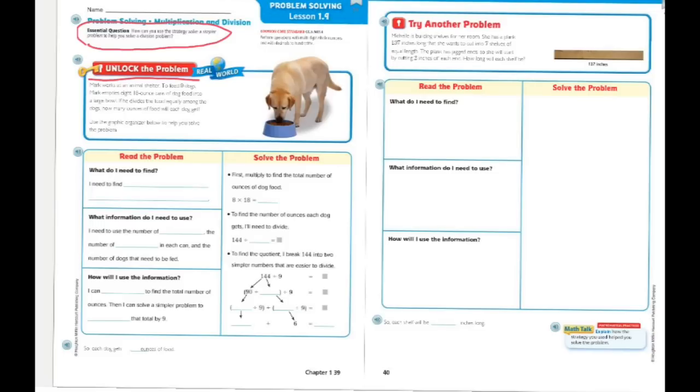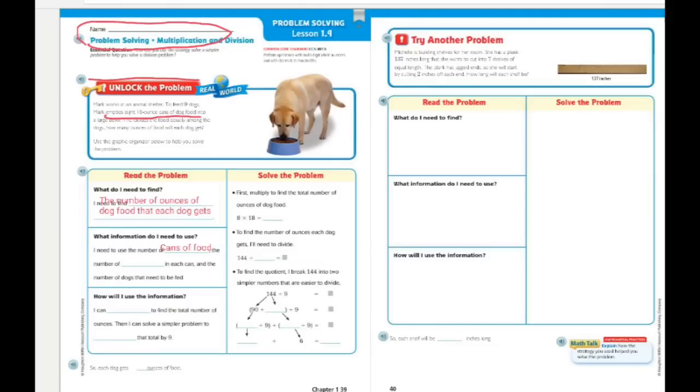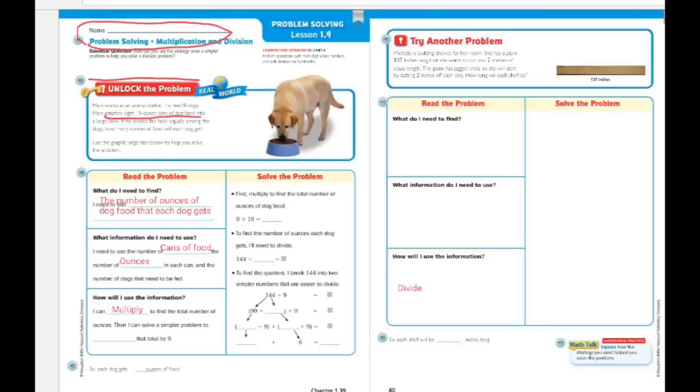So first of all, what do I need to know? We want to know, the question says, how many ounces? I need to use the number of cans of food, the number of ounces in each can, and the number of dogs that need to be fed. How will I use the information? I can multiply to find the total number of ounces. Then I can solve a simpler problem to divide that total by 9, since there are 9 dogs.